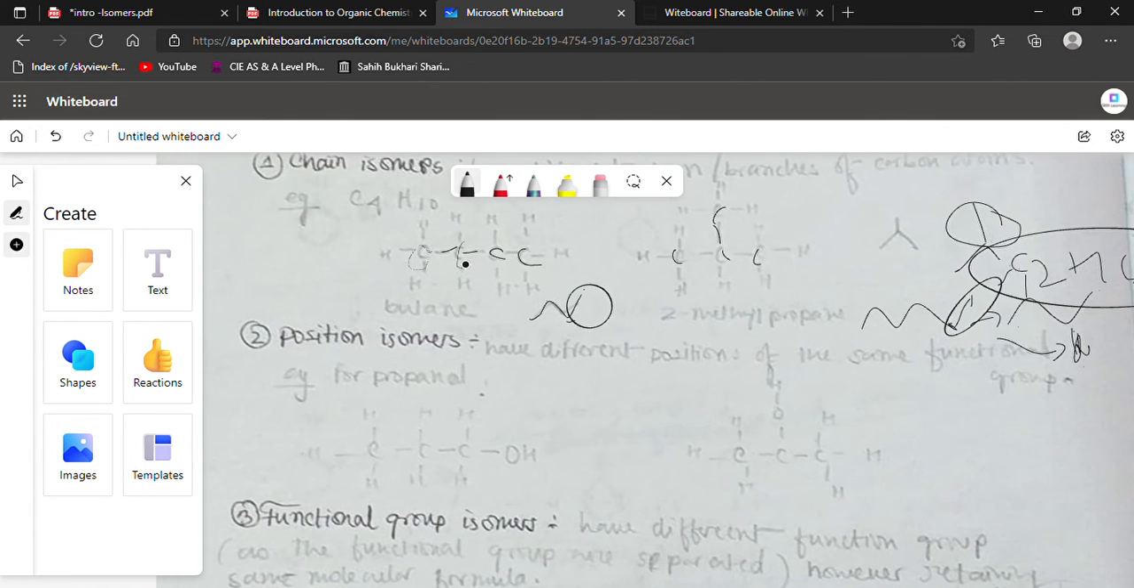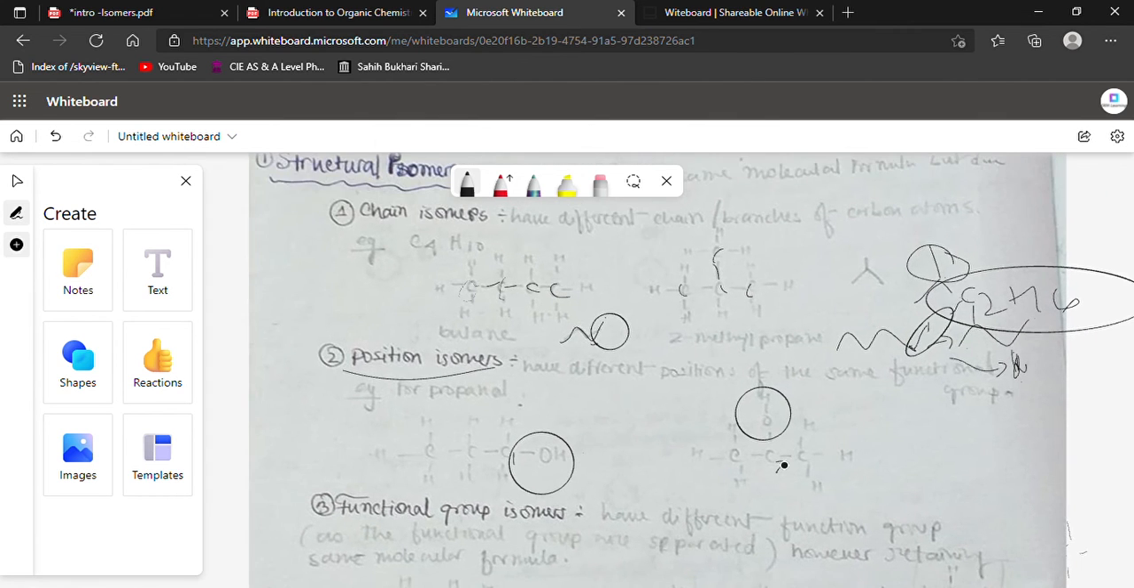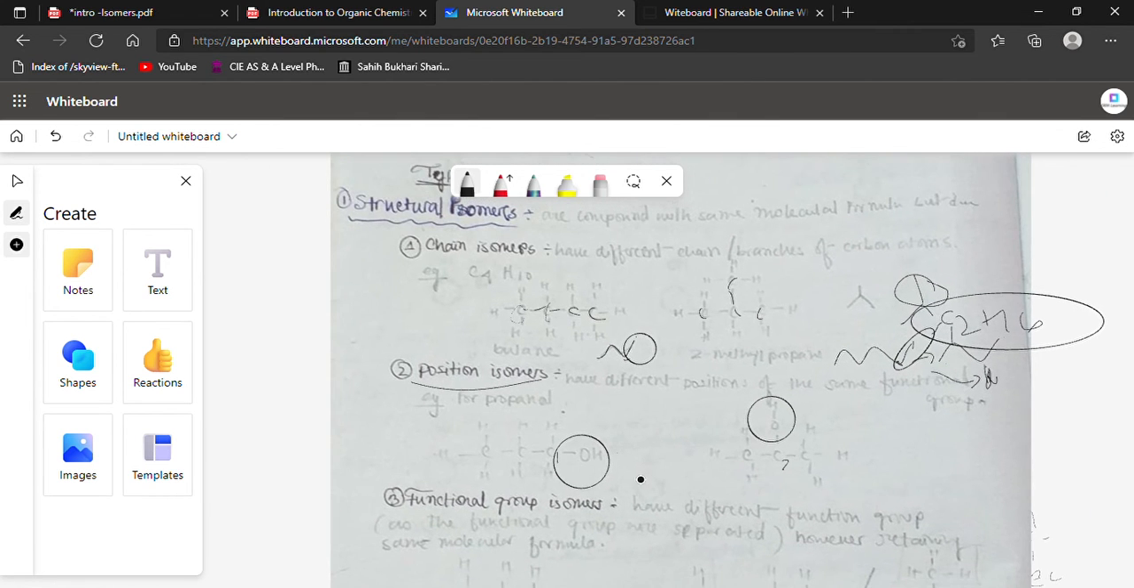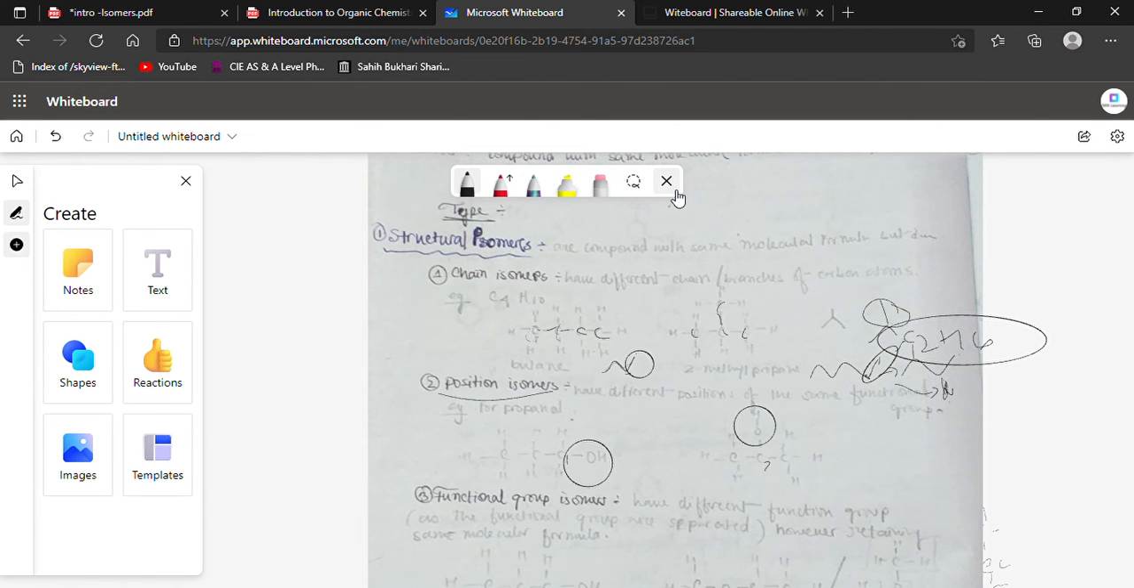Moving on to position isomers. Position isomerism is very straightforward and a very easy concept. You change the position of the functional group. You have a different position of the same functional group. So this is an OH group. This was on the first carbon, and now you put it on the second carbon. That's how basic and easy positional isomers are. You just change the position of the functional group.